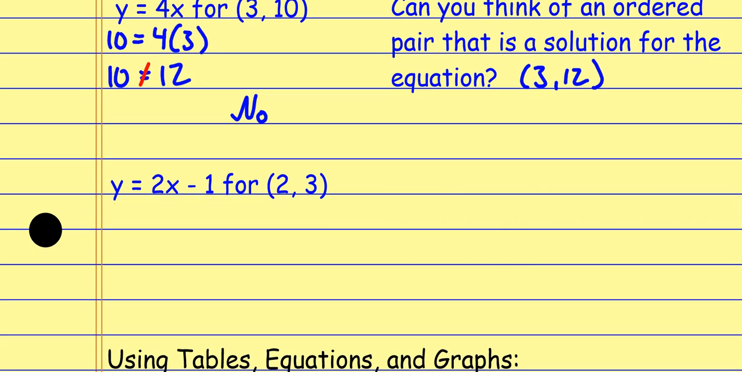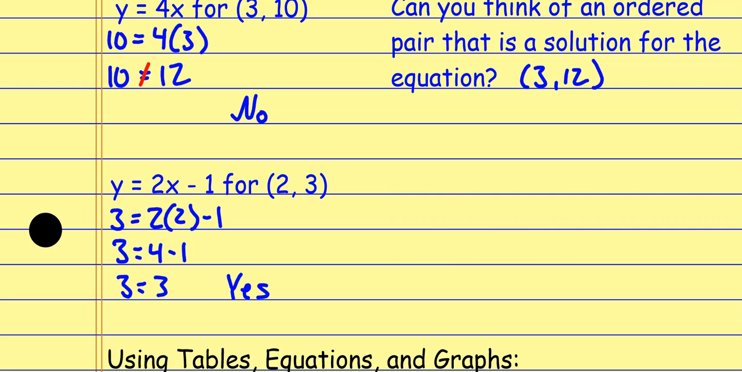If I look at something like this one, again, we're going to plug it in. So I plug the 3 in for y, I plug the 2 in for x, and I get 4 minus 1, which is a 3. So this one, 3 equals 3, that's a true statement. So the answer here is yes, this one is a solution.